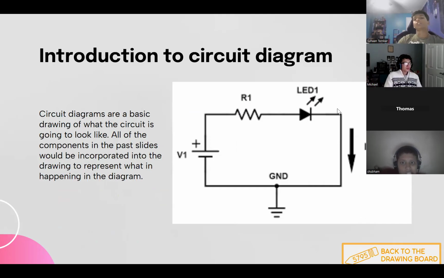Okay, so an introduction to circuit diagrams. Circuit diagrams are a basic drawing of what a circuit is going to look like. All of the components in the past slides would be incorporated into the drawing to represent what is happening in the diagram. So everything that we just learned about, transistors, resistors, capacitors, all of those will be used over here, and each of them has different symbols.